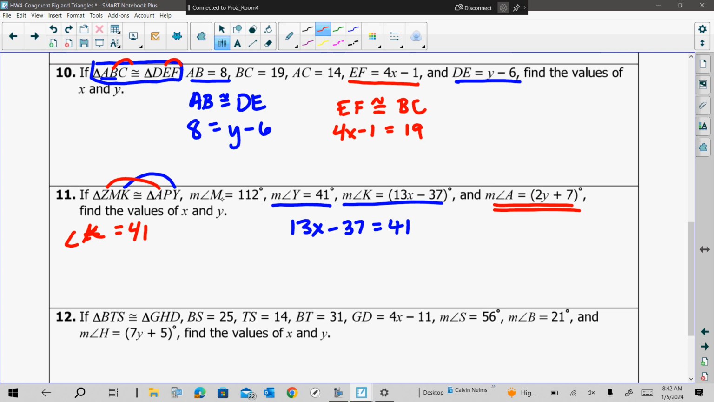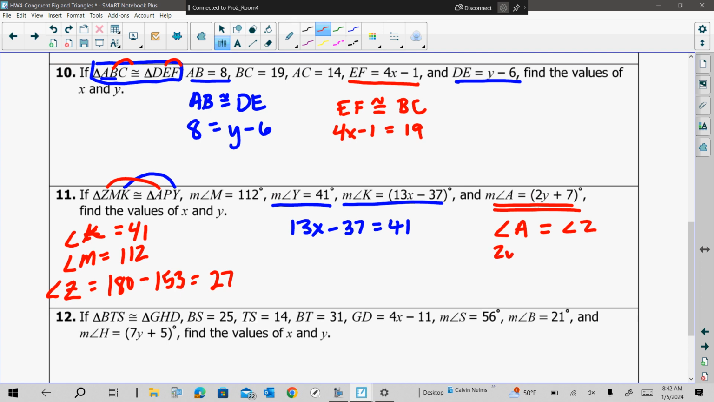We do know M is 112. So to find the missing Z, we just do 180 minus these two, which is 153. That comes out to be 27. So now I know my angle A is equal to angle Z. So 2y plus 7 equals 27. So if you're missing an angle measurement, find that missing angle by just adding the 2 and subtracting from 180. Okay?